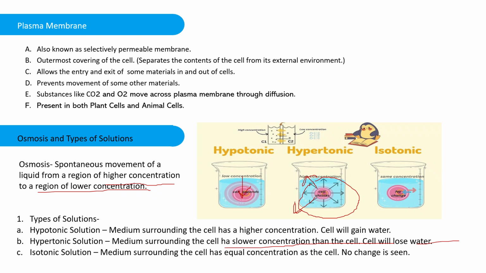overnight. And then we have isotonic solution. The medium surrounding the cell has equal concentration as the cell. No change is seen. So if you just put a peeled potato in just water only, no change is seen because both the surrounding and the cell have equal concentration. That's it.